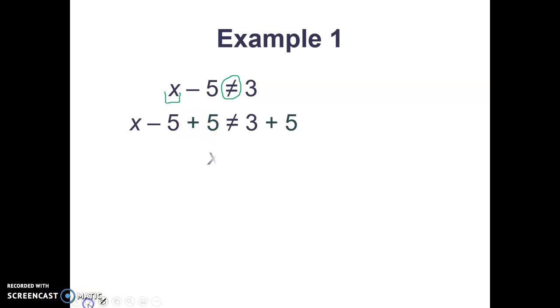And 3 plus 5 is 8. So x is not equal to 8. Notice that in each of our steps, our sign did not change. When we're just adding and subtracting, our sign does not change.